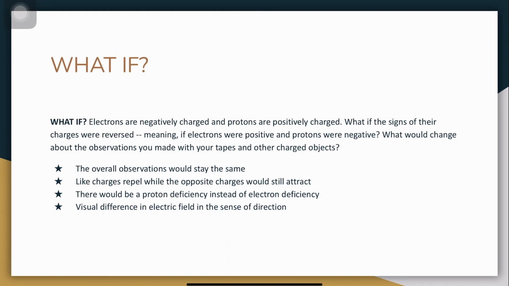So we have to think about what if, and in this case, the what if is what happens if the electrons are now positive and the protons are negative. The overall observations are going to stay the same in the sense that like charges repel and opposite charges still attract. The biggest difference would be that there would be a proton deficiency instead of an electron deficiency. And we have to think of how that impacts the electric field in the sense of direction.